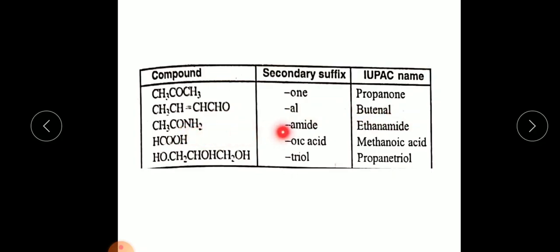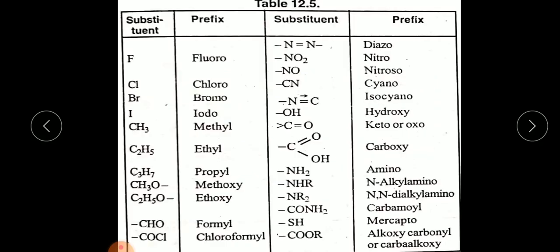Similarly, this amide is written as ethanamide. This is a carboxylic acid. We have 1 carbon atom, so we call it methanoic acid. Over here we have 3 OH groups, which is triol. If you have 1 alcohol, it is OL. If you have 2, diol. If you have 3, triol. So this is propane triol.